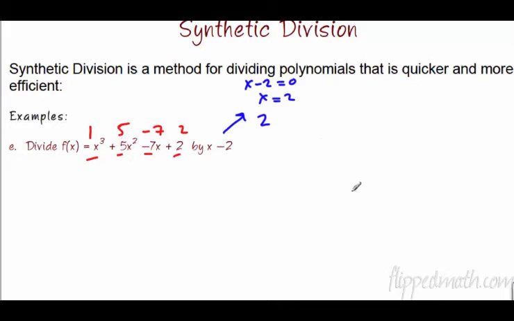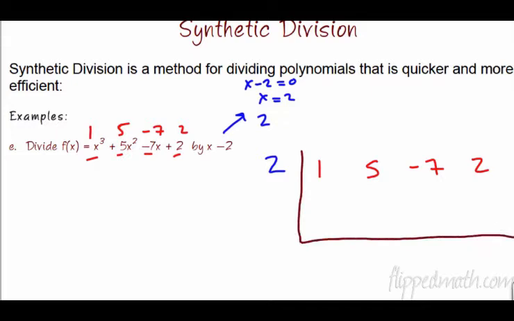All right, here's how it works. You write the coefficients out: 1, 5, negative 7, and 2. Then you put your root in front. Okay? Then you draw a little box here. This is the same process every time. We're going to bring a number down, and it's multiply, and then add.